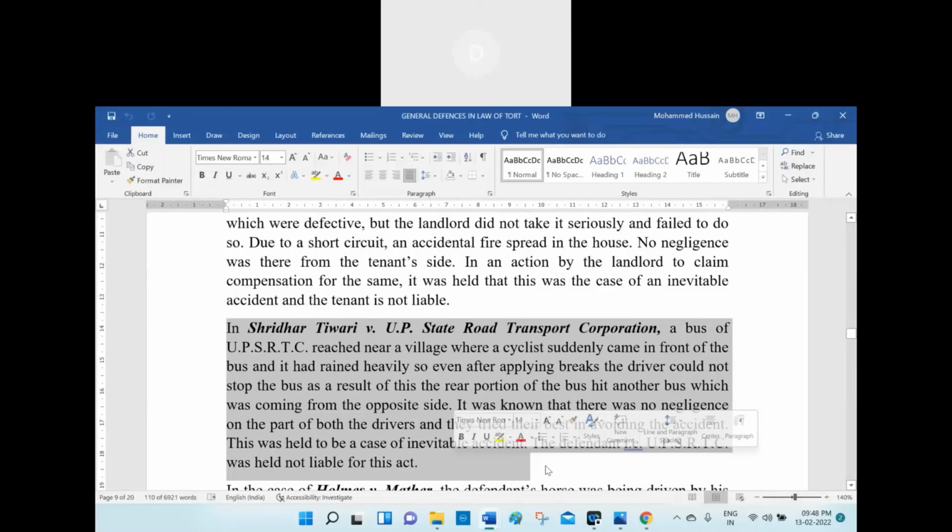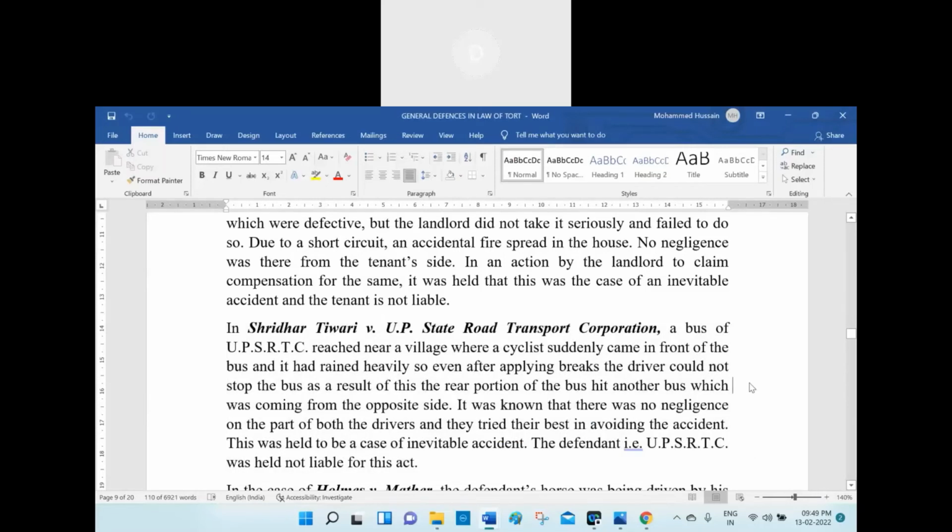UPSRTC reached near a village where a cyclist suddenly came in front of the bus and it had rained heavily, so even after applying brakes, the driver could not stop the bus. As a result of this, the rear portion of the bus hit another bus which was coming from the opposite side. It was known that there was no negligence on the part of both the drivers and they tried their best in avoiding the accident. This was held to be a case of inevitable accident. The defendant, that is UPSRTC, was held not liable for this act.